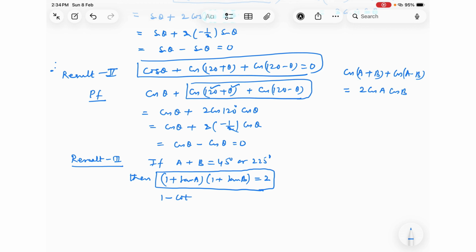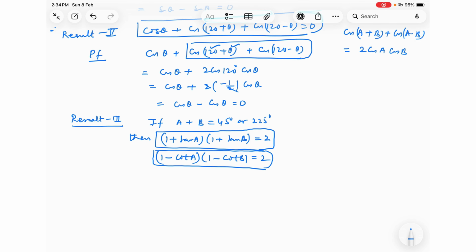There is one more result. (1 minus cot A) into (1 minus cot B) is also equal to 2. These are two very important results based on the condition that A plus B is 45 degrees or 225 degrees. Now we have a very small proof of that before we remember.